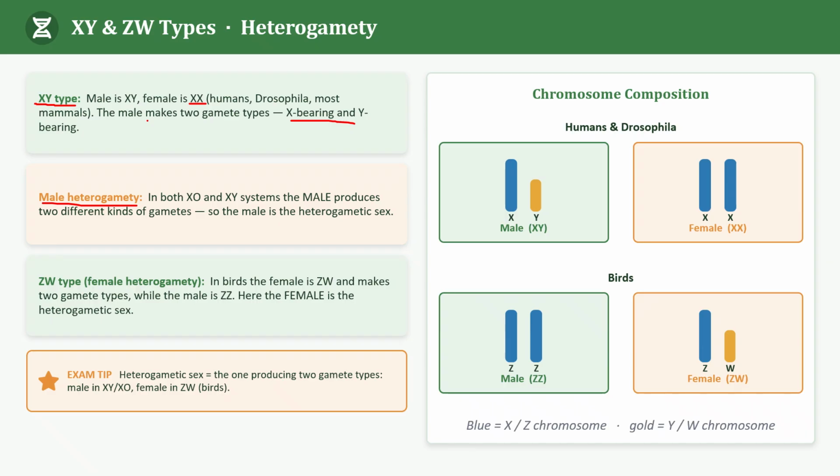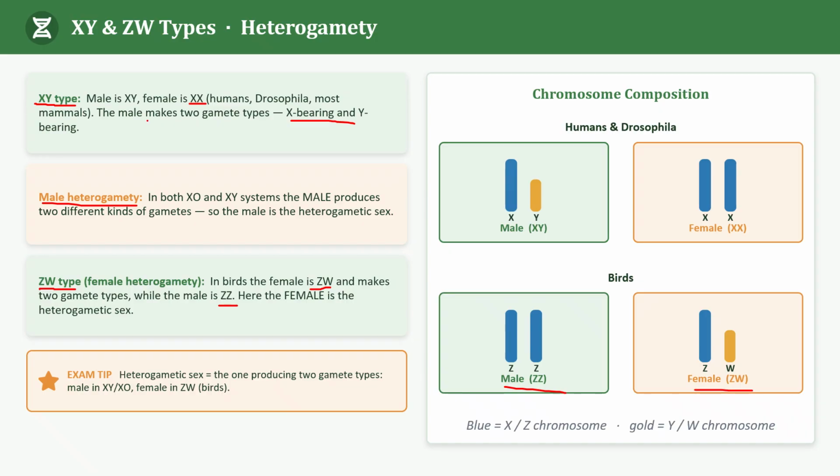Let's see the ZW, that is female heterogamety. This system is seen in birds. Here the situation is completely reversed. Male is ZZ and female is ZW.